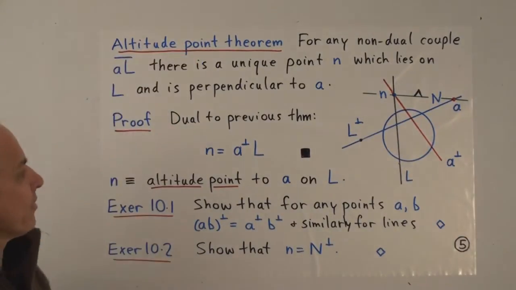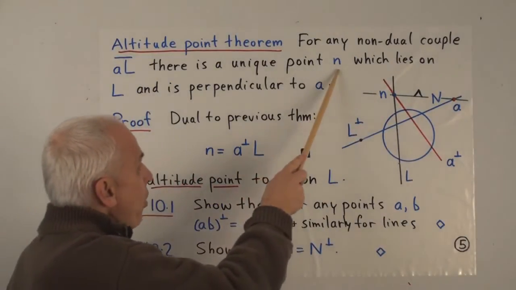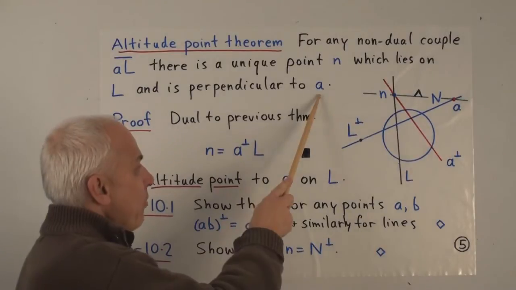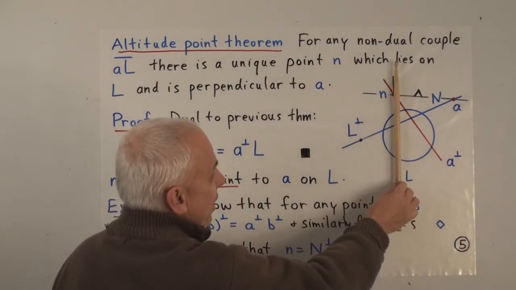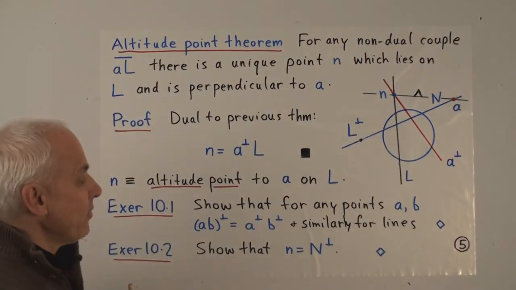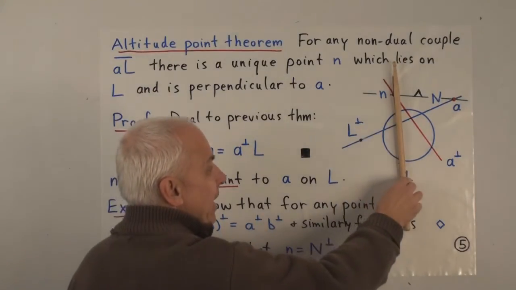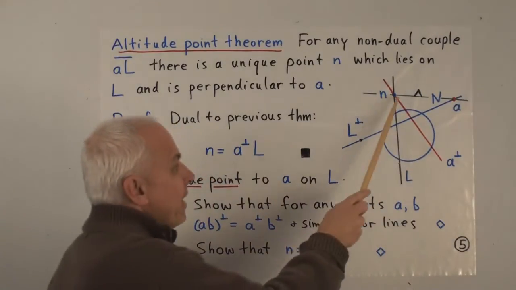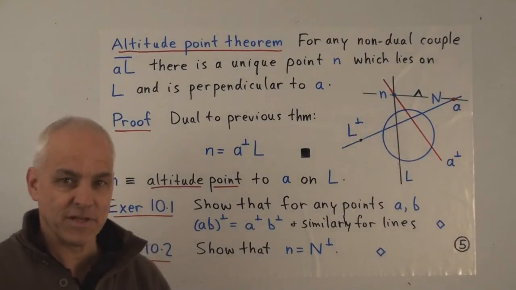It's the altitude point theorem, which says that for any non-dual couple AL, there is a unique point N which lies on L and is perpendicular to the point A. So here's the same picture. There's the point A, there's our line L, there was L perp before, there was that normal or altitude that we constructed in the previous theorem. Now we're claiming that there is a point lying on L which happens to be perpendicular to A, namely that point little n right there. This is exactly dual to the previous theorem.